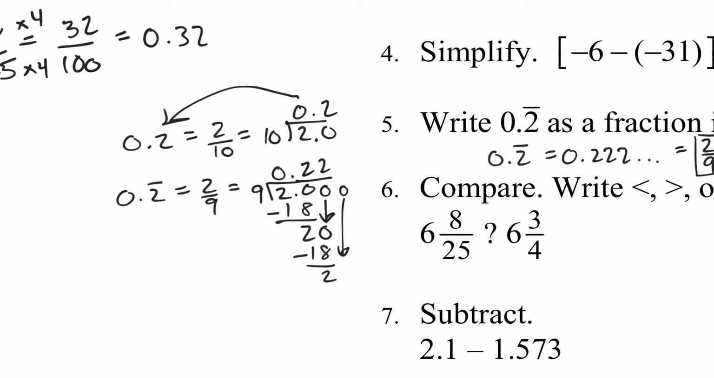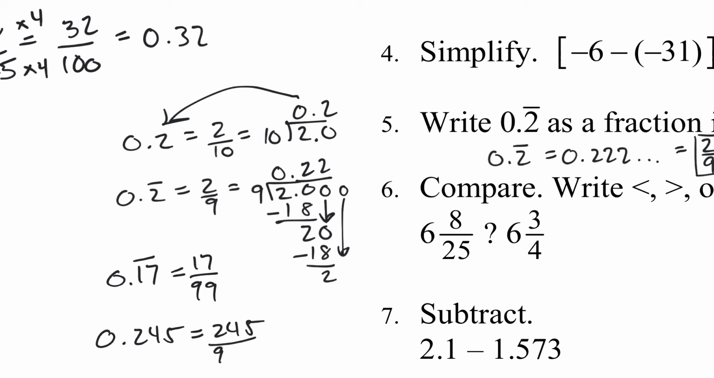And by the way, if you have 0.17 like this, that would be 17 over 99. And 0.245, that would be 245 over 999. With a bar, right? And so that kind of lets you know that however many numbers are repeating, that's how many nines you got.